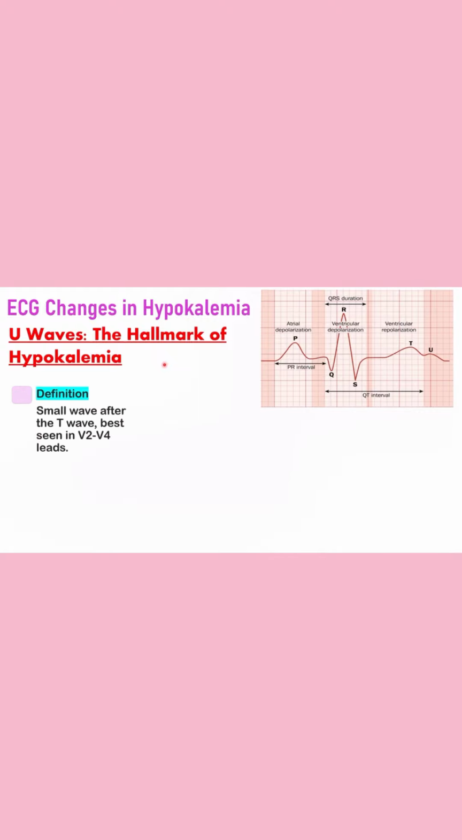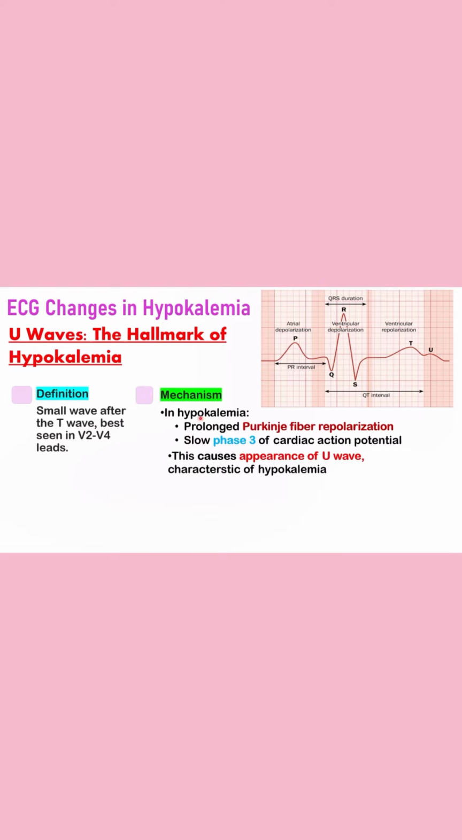Now coming to the ECG changes in hypokalemia, the first and most important ECG change, which is also the hallmark of hypokalemia, is the presence of U waves. These U waves are the small waves after the T waves, and these are best seen in the V2 to V4 chest leads. The mechanism for appearance of U wave is prolonged Purkinje fiber repolarization and slowing of the phase 3 of the cardiac action potential. And the significance is these U waves are most prominent when potassium level is below 2.7 milliequivalents per liter.